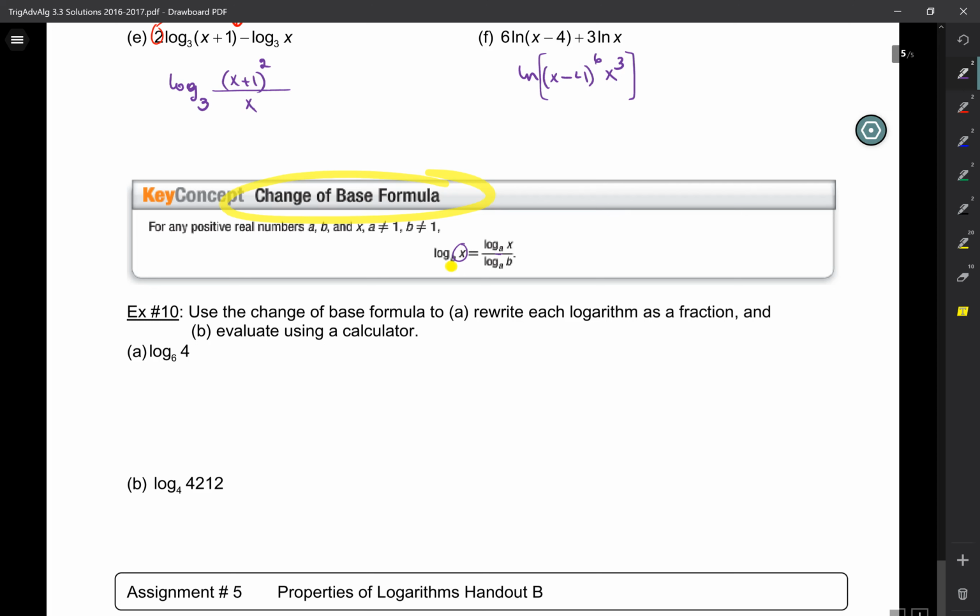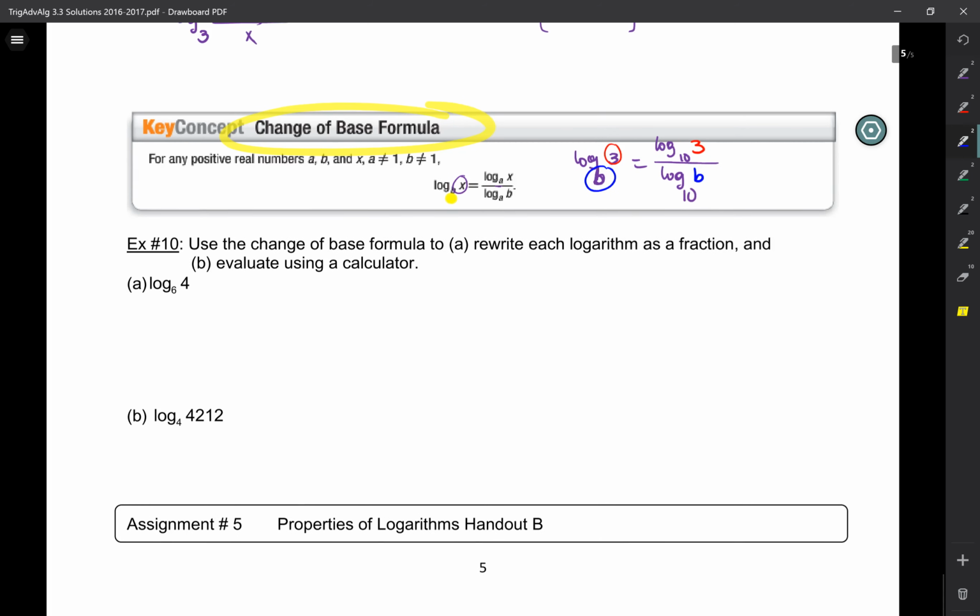Let me do an example. So suppose you have log base b of 3, okay? And you want to change the base b to a base of 10, all right? So what we do is this. Log base 10 of this number 3 underneath log base 10 of this number b. That's the answer. Okay? So you changed the base from a b to a 10.